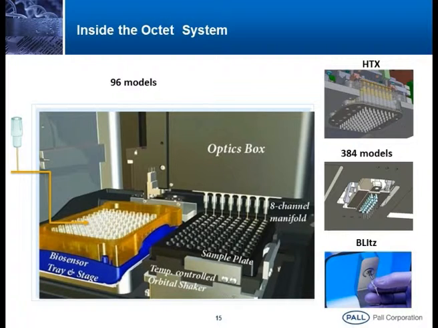If I have like 16 samples, I can choose 16 heads. If I have like 48 samples, you can choose 48 heads, depending upon that. The last single, the Blitz instrument, is a single channel, manually operated. You have to put the sensors manually and then read. But the rest of these high throughput instruments are all automated.